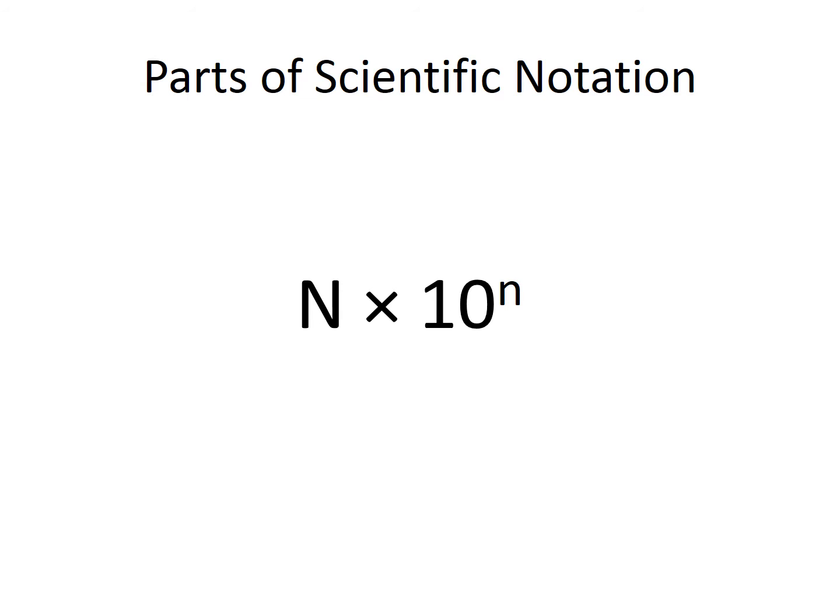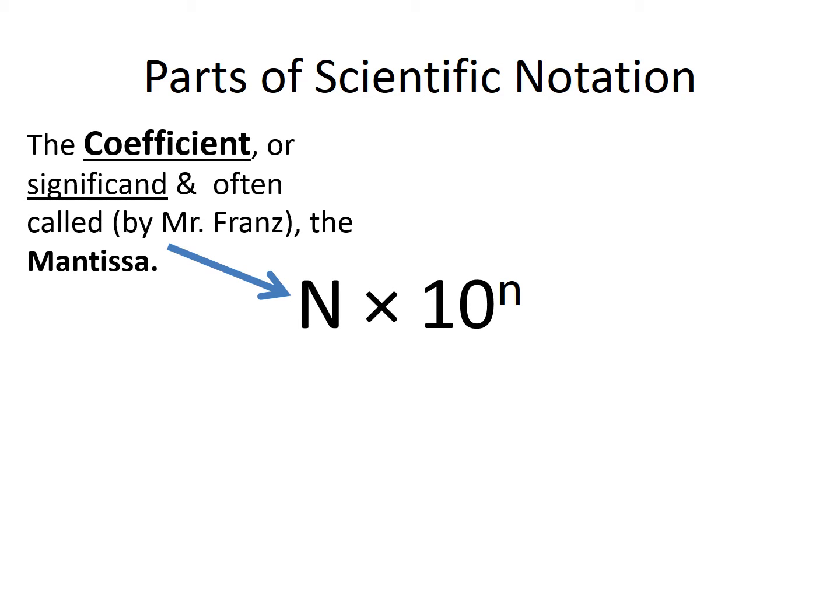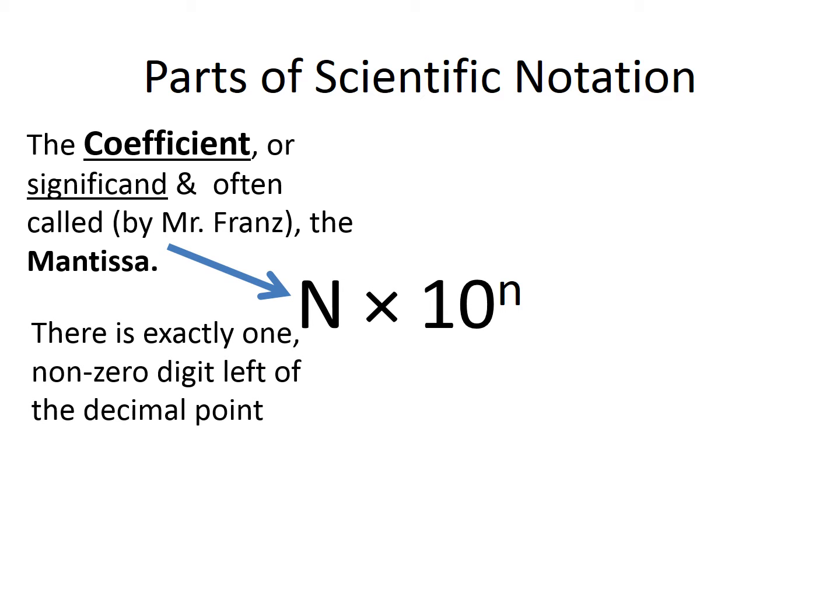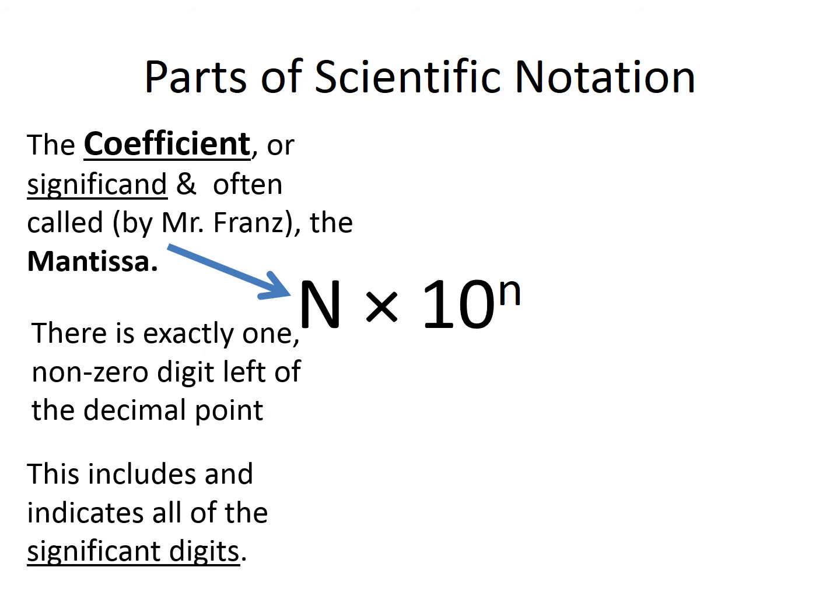So with scientific notation, we have two parts. The first part is called the coefficient, or the significand, and that's the part that stores the numeric value. It's often called the mantissa as well. There's exactly one non-zero digit to the left of the decimal point in this part of the scientific notation. And all of the significant digits also appear here.